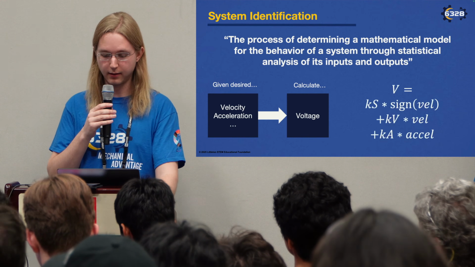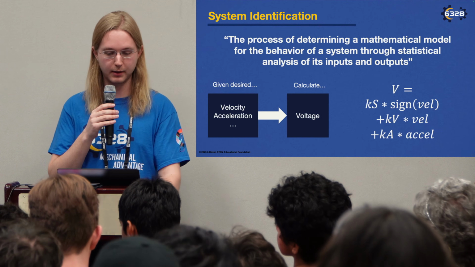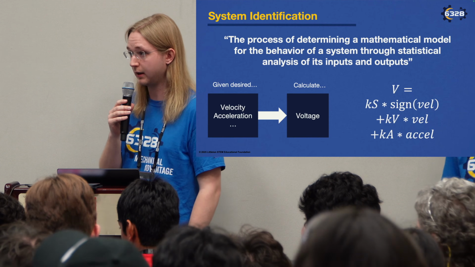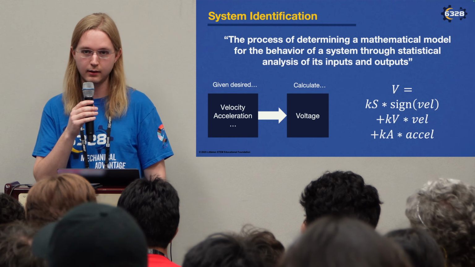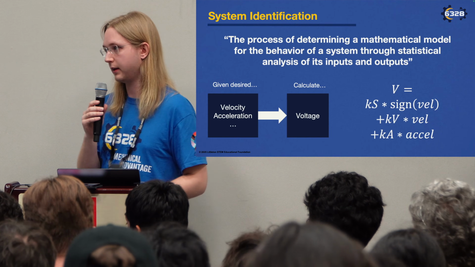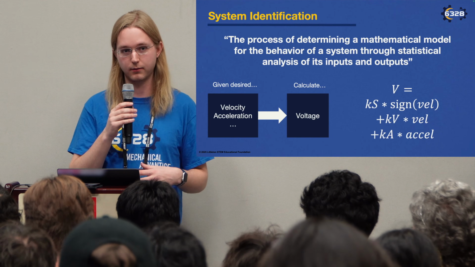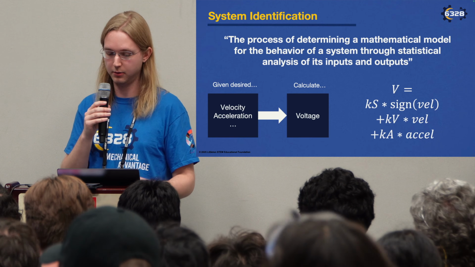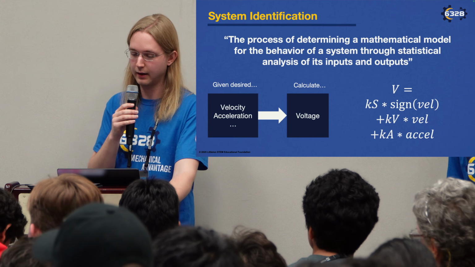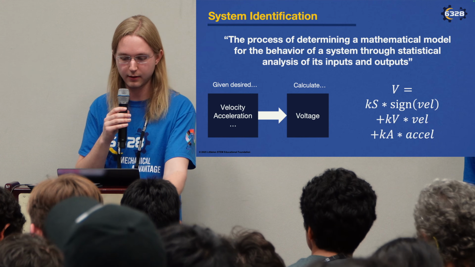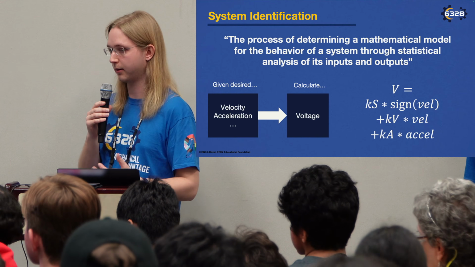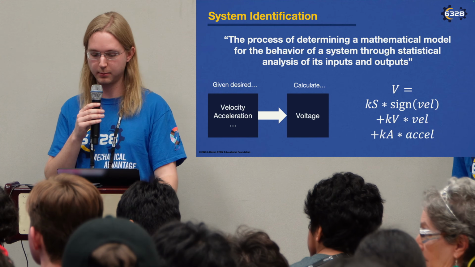Now we said that's a mathematical model, so here's what that might look like. Here we're converting velocity and acceleration into voltage using three gains, Ks, Kv, and Ka. Ks is a constant that accounts for static friction, and Kv and Ka are respectively converting velocity and acceleration into voltages. The WPILib docs go more in depth about how that works if you're curious about the details. But we can extend this model and use more complicated equations to model more complex mechanisms.